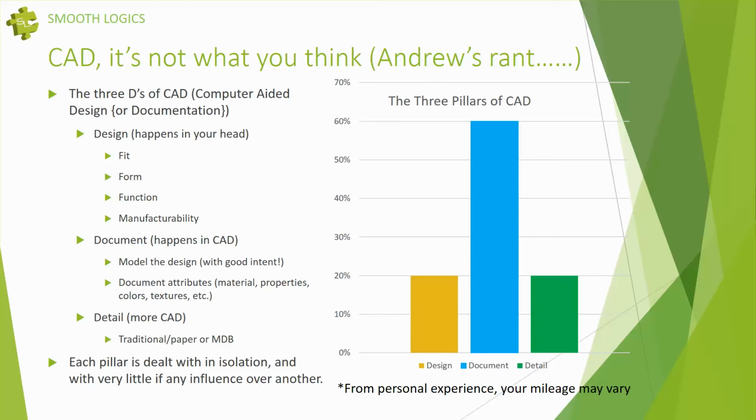So I try to break this out into 3 Ds. We've got design, which happens in your head from a theoretic standpoint. Document, which is in CAD, where we're going to model it. And then detail, which is paper, traditional detail drawings that you send out to a machine shop or a fabrication facility. Each pillar is really dealt with in isolation and has very little, if any, influence over another. There are always exceptions, but these are generalities.